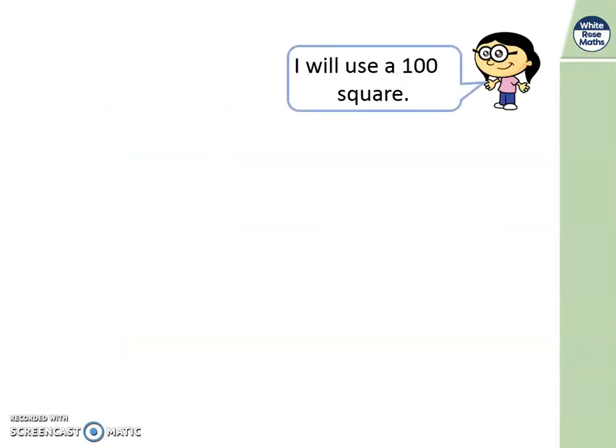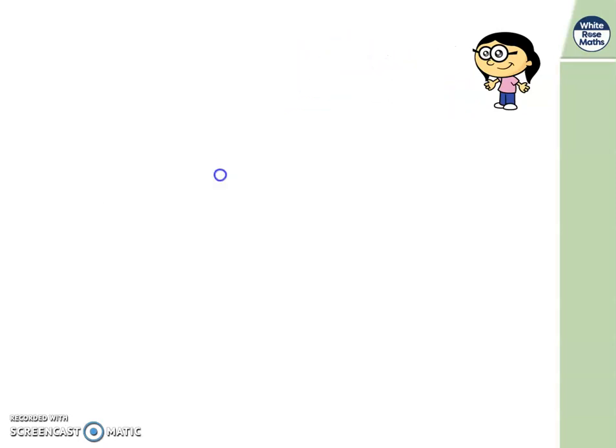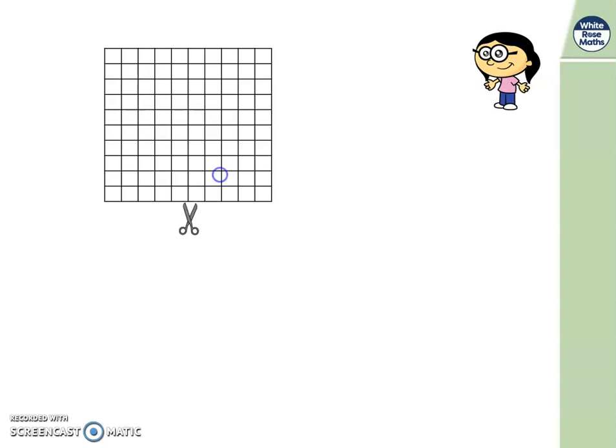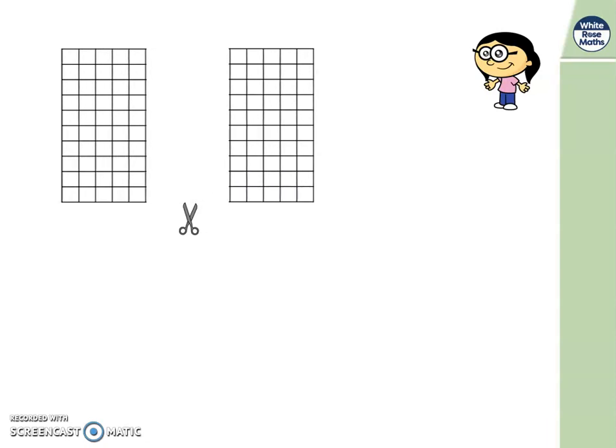Finally, we come to Annie. She's going to use a 100 square. Here's the 100 square. She's going to cut right in the middle. So how many parts will she have? That's right, she's cut it into 2 parts. So she's taken her 100 and divided it by 2. In each part, there are now 50 squares.